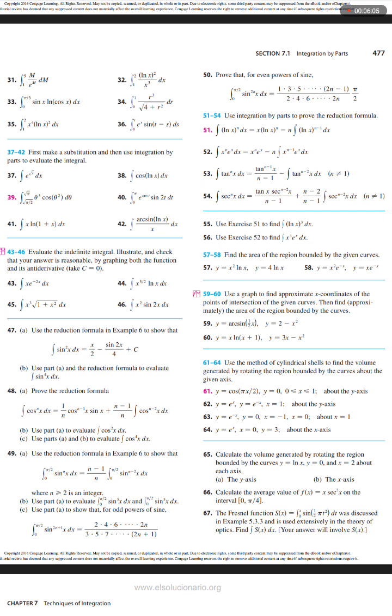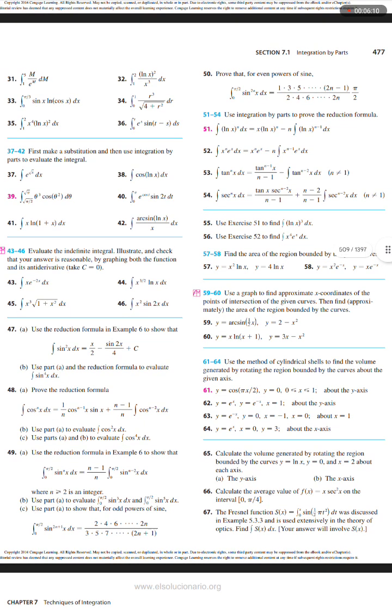Use the method of cylindrical shells to find the volume generated by rotating the region bounded by the curves about the given axis. y equals cosine of (pi x over 2), y equals 0, where x is greater than or equal to 0 but less than or equal to 1, about the y-axis.